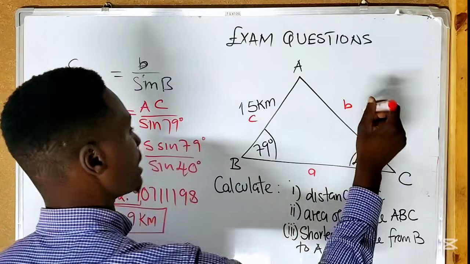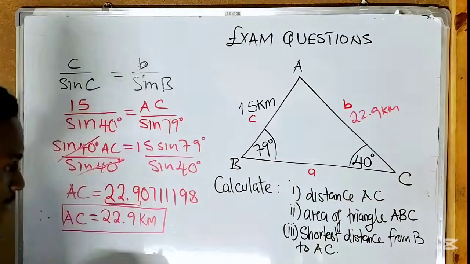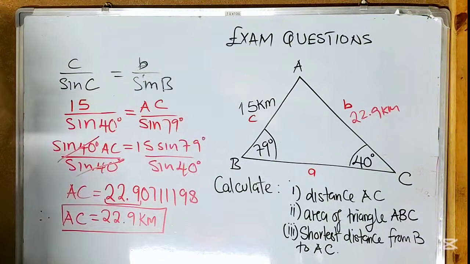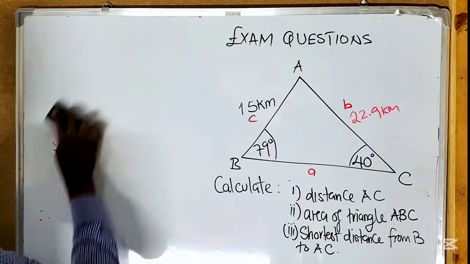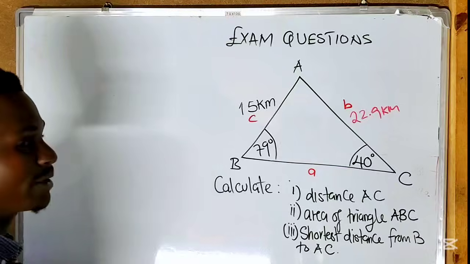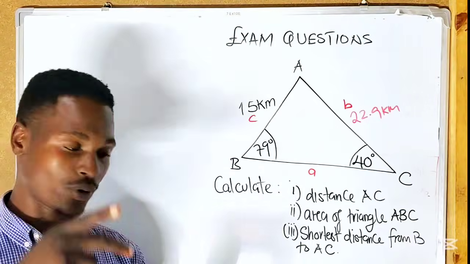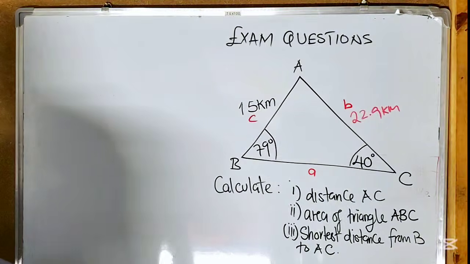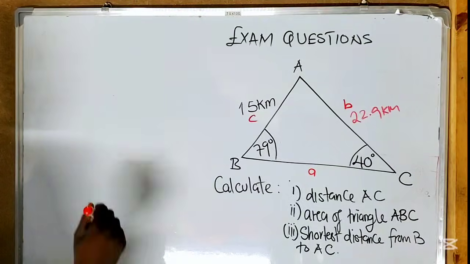So here B is 22.9 kilometers. The second question, we are asked to find the area of triangle ABC. Simple. The formula for calculating the area of a non-right angle triangle is just the same even when you're using the cosine rule. Okay. Now, this is what you do.